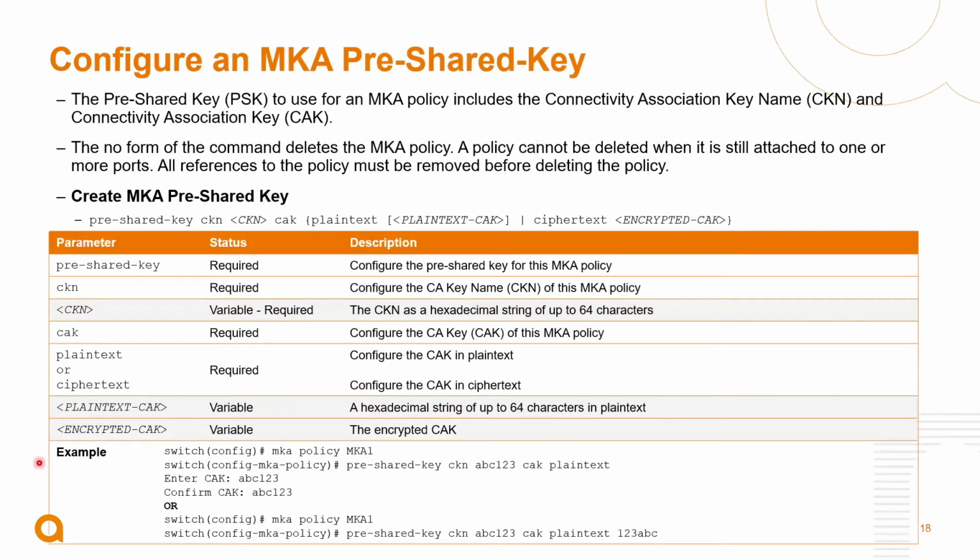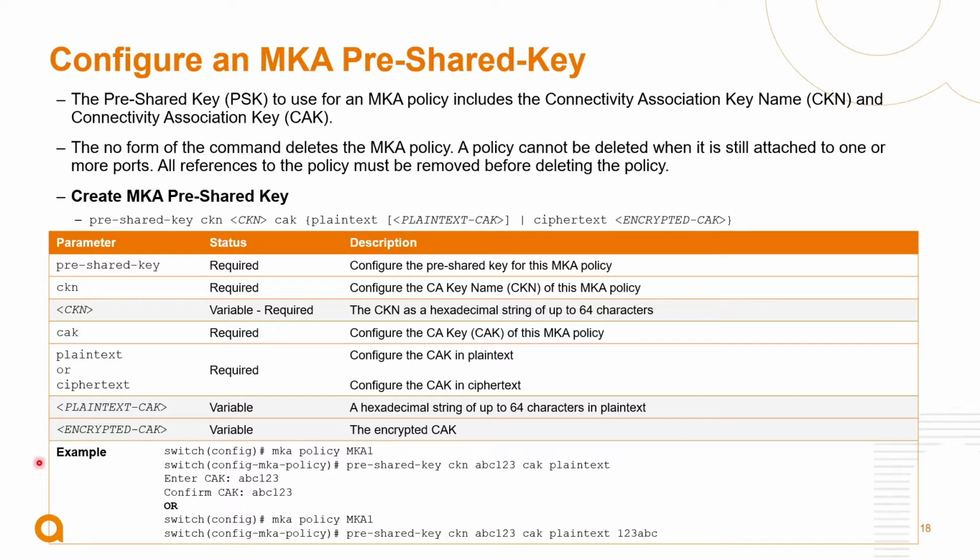Once you have the MKA policy created, the most important aspect is to create the pre-shared key. Like Steve mentioned, this is the configuration that dictates what the CKN and CAK are going to be, and to have a successful MACsec channel established between two endpoints, you should make sure that the CKN and CAK are identical on both ends of a MACsec channel. The CKN and CAK are hexadecimal strings, and you can configure those together.